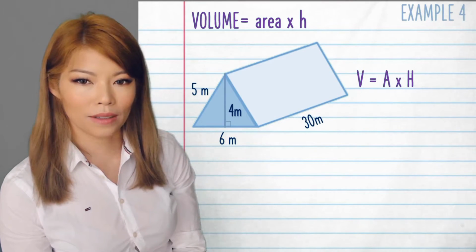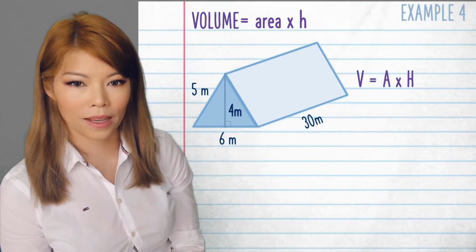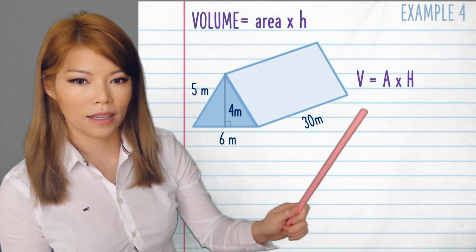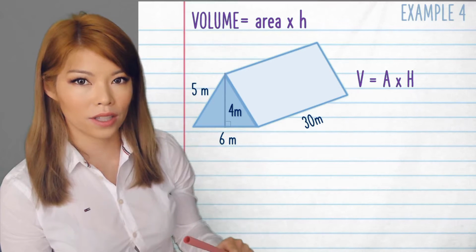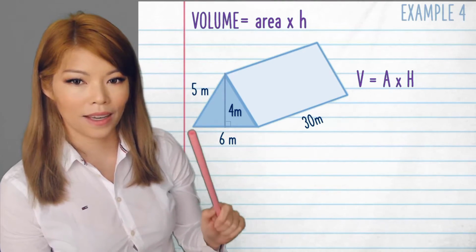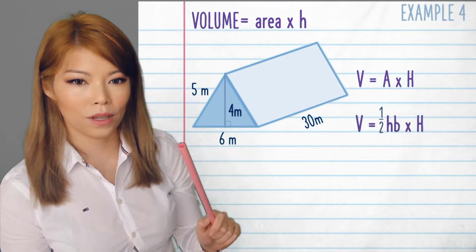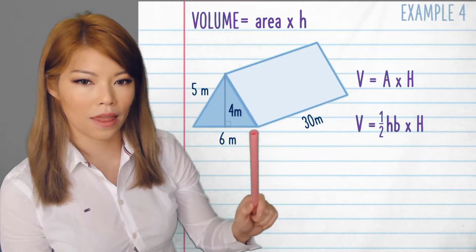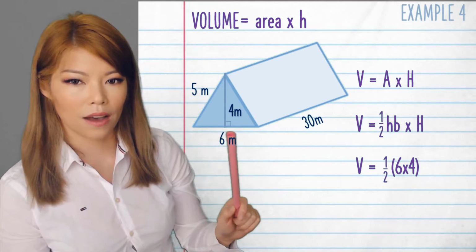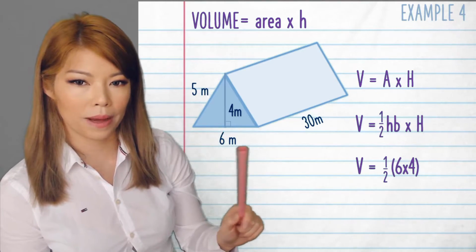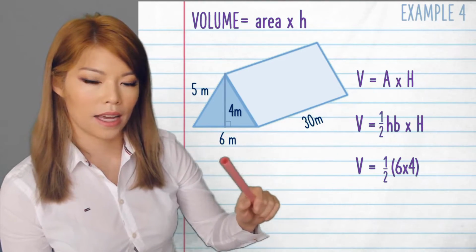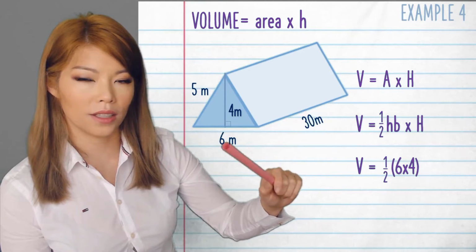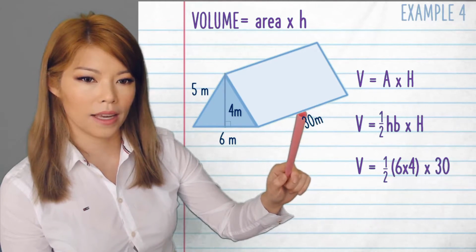What about this one, a triangular prism? Now which area is going to be repeating itself across this cross section? It's a triangle, so the area we're looking for is half height times b, and the height therefore will be that 30 over there. So half height is 4, base is 6, and H in terms of the height of the whole volume of the shape is 30.